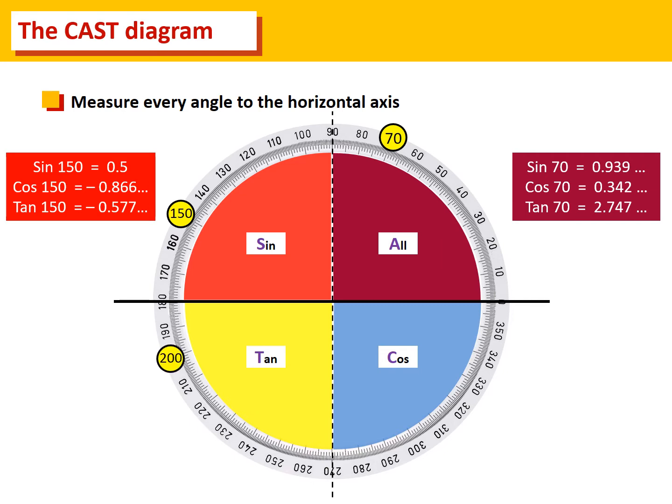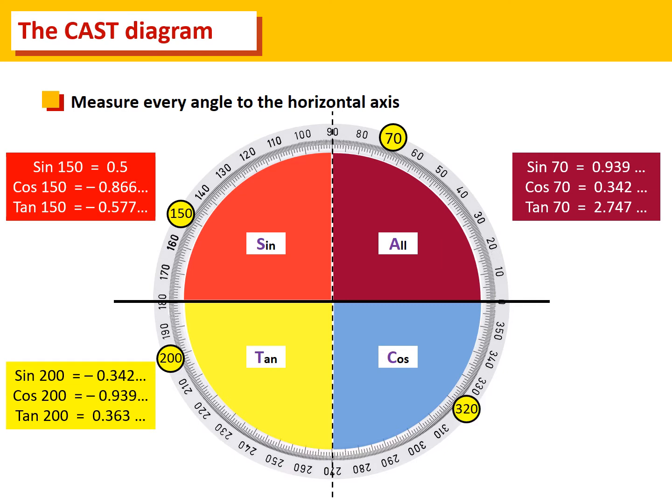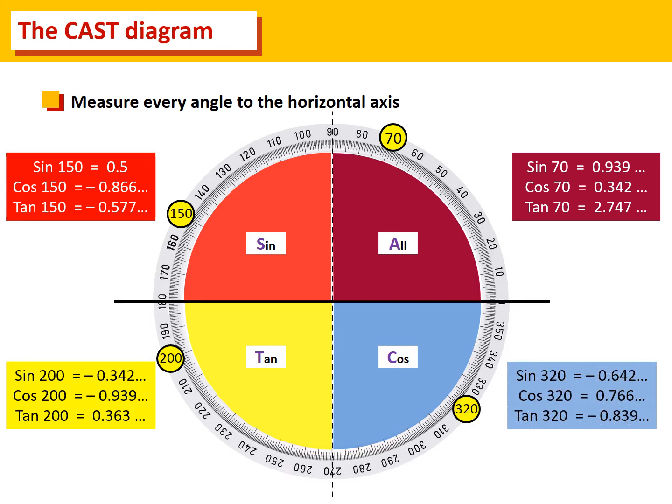In the third quadrant, if we randomly pick an angle, 200 degrees, we can see that sine and cosine are negative and tan is the only positive ratio. And in the fourth quadrant, 320 degrees, we should expect only cosine to be positive here. And there we go. Sine and tan are both negative, but the cosine of 320 is positive. And that's what we mean by using the CAST diagram.